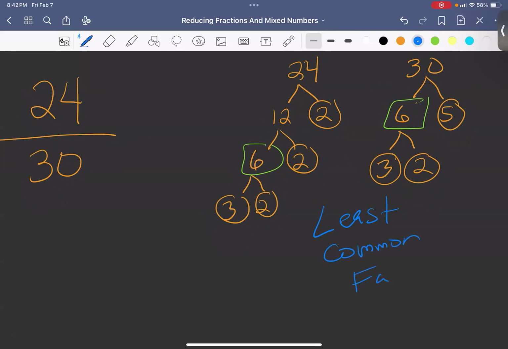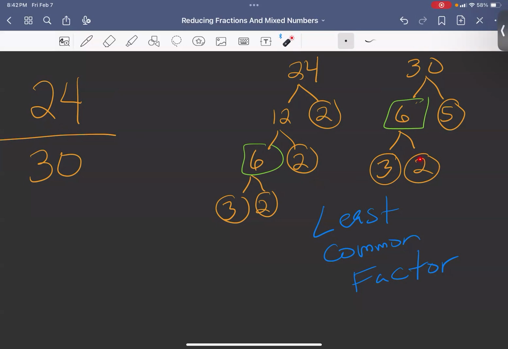So the best way to do that is to first make a factor tree, and all of the numbers that you circle will be the prime numbers. Those are the numbers that you want to divide your fraction by, the ones they have in common.